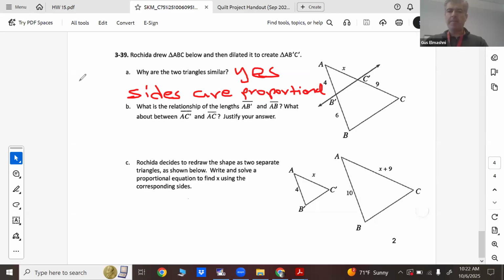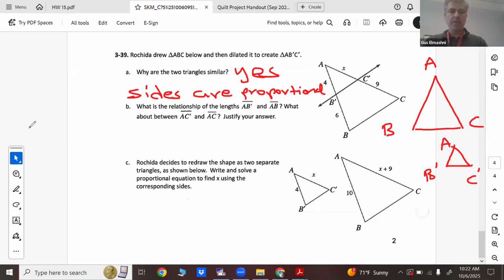And I would do this. I would redraw the big triangle, redraw the little triangle. Big triangle is ABC. Little triangle is AB'C'. Oh, go ahead, sorry. Wouldn't the line going across to create B'C' have to be parallel? It will. But because you're told it dilated, it automatically makes it parallel.